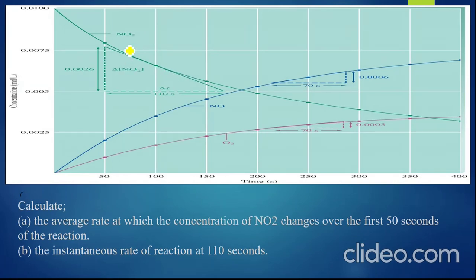So as you can see, nitrogen dioxide is decreasing with time. As this same nitrogen dioxide is decreasing with time, nitric oxide and oxygen are increasing with time.